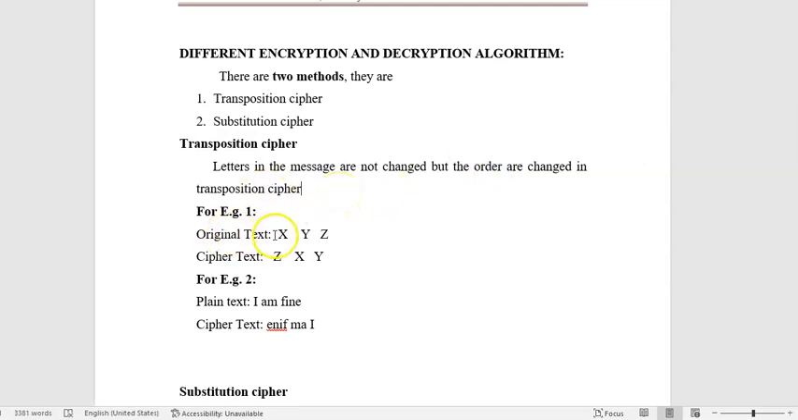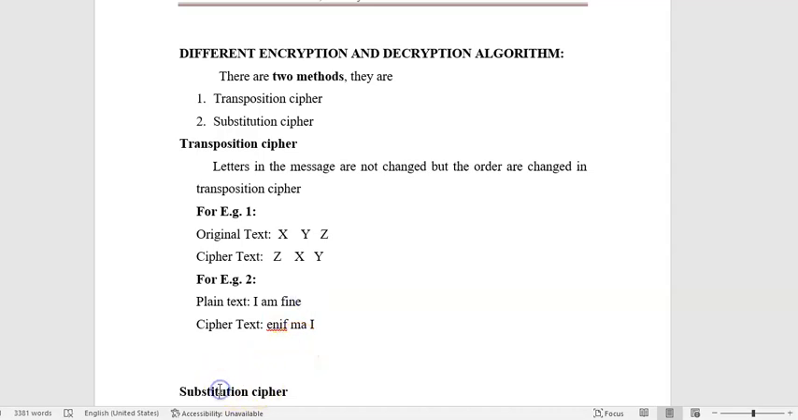Let us consider this example. The original text is XYZ. Here the cipher text will be ZXY, or you can change it in any order. If you change the order, then it is called a transposition cipher. The other example is "I am fine", which is your plain text. I have written it in reverse, ENIFMAI. This is your cipher text. These all come under the examples of transposition.